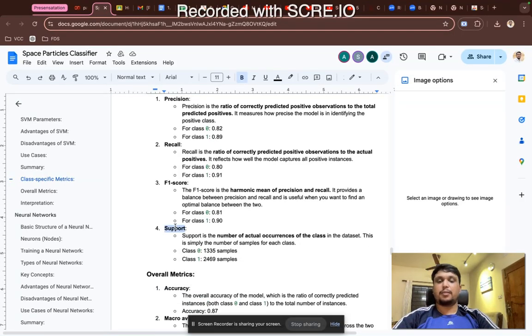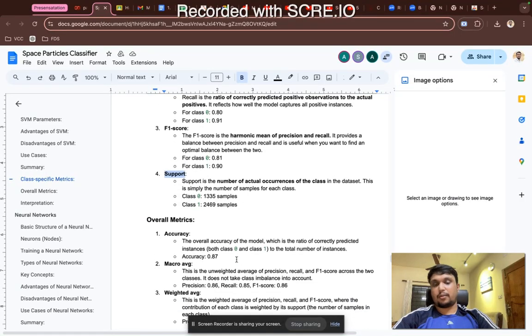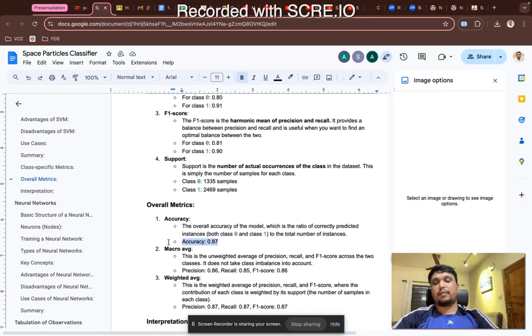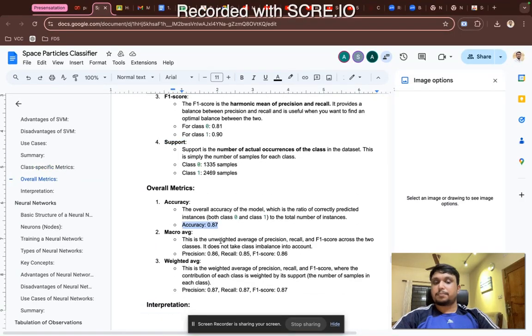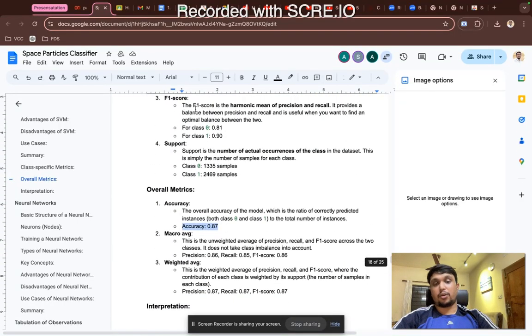Support literally means the actual number of data points, or actual occurrences, of each class. So here we had around 1,335 samples of gamma and 2,469 cases of hadron. Even so, you can see that across both classes we have an average accuracy of 87 percent, even though the support, the number of data points in class one, is twice as large as that of class zero.